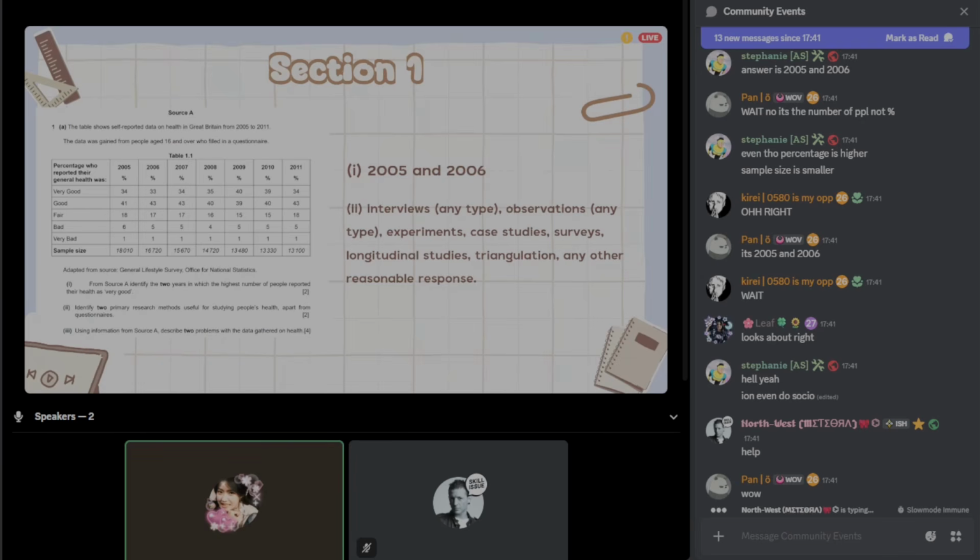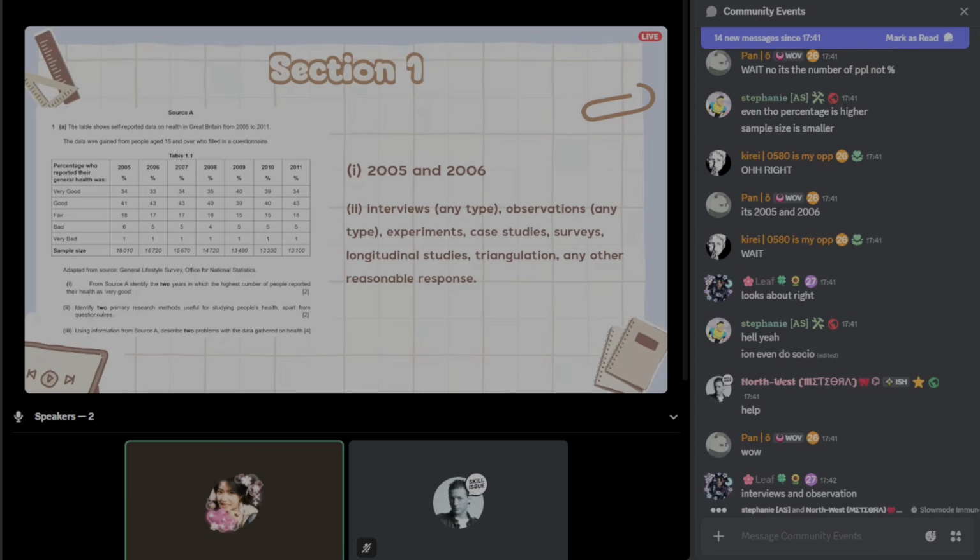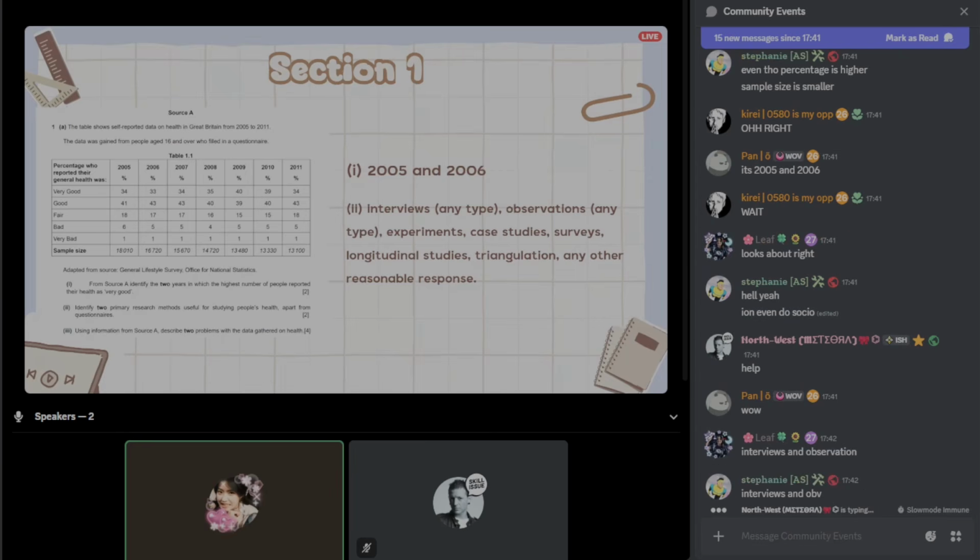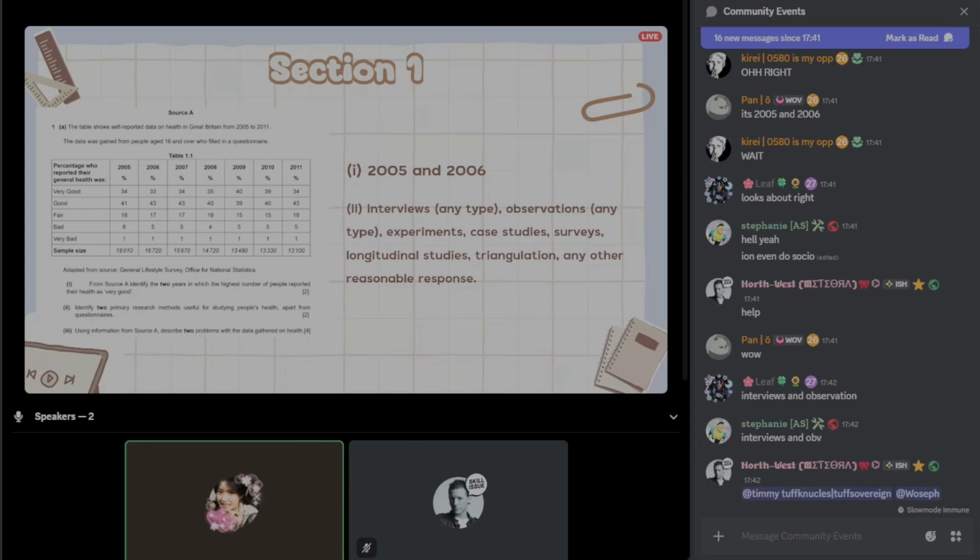Next, the second question: identify two primary research methods useful for studying people's health apart from questionnaires. It can basically be any reasonable response. In this case, it can be interviews, any type of interviews, observations, experiments, case studies, surveys, longitudinal studies, triangulation, and so on and so forth. This is a 2 marker, so 1 mark for each method correctly identified, up to a maximum of 2.